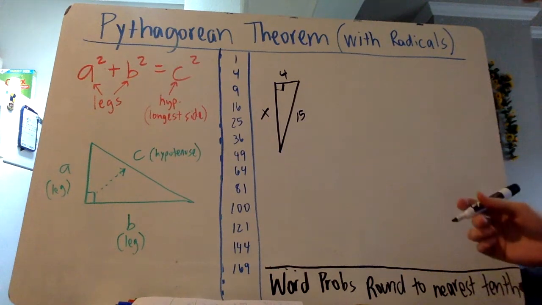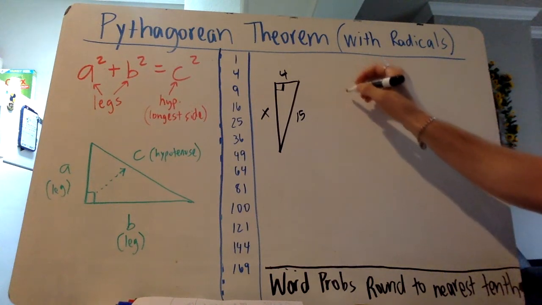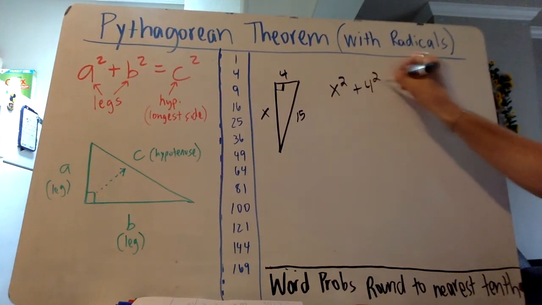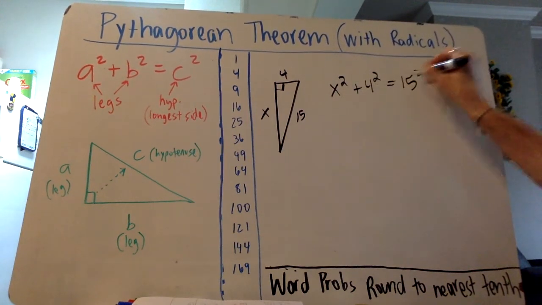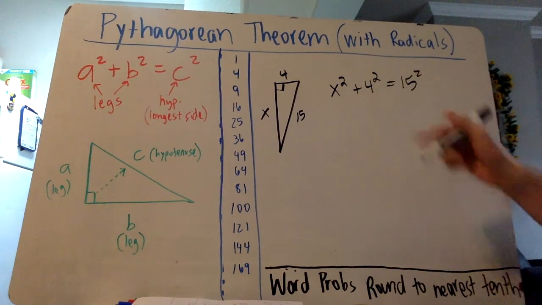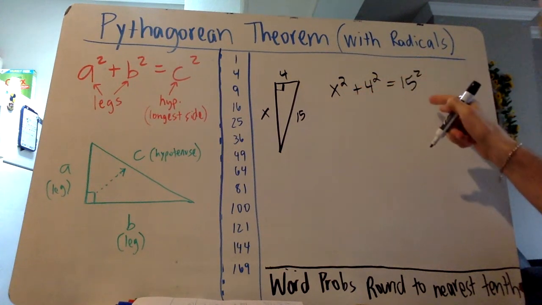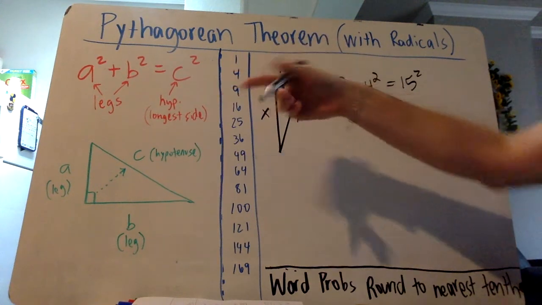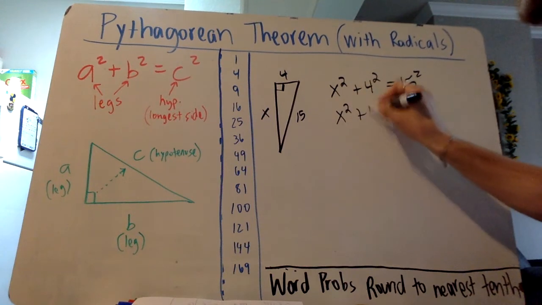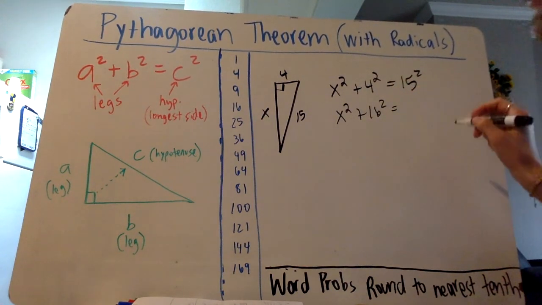So on this triangle, we have X squared plus 4 squared equals 15 squared. Okay, so we know that. Ooh, my voice is cracking. So we've got X squared plus 4 squared equals 15 squared. Just from that, using our notes, setup shouldn't be too bad. So now I've got X squared plus 16 squared, 15 squared.